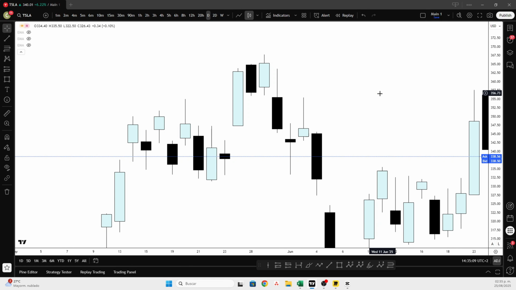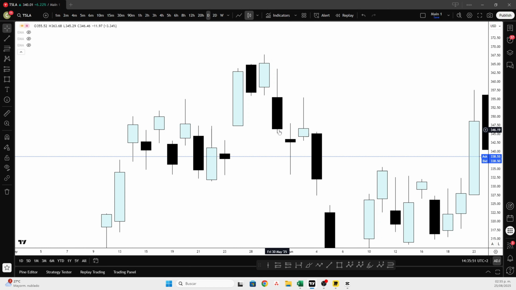Which ones are the wicks? Yes, the wicks are here and here. Now, which one is the body? Correct. The body will be this one from here all the way to here. Are we bullish or bearish? Well, I already gave you the answer, but yes, it's bearish. Now, where is the opening and where is the close? The opening will be here and the closing will be here.